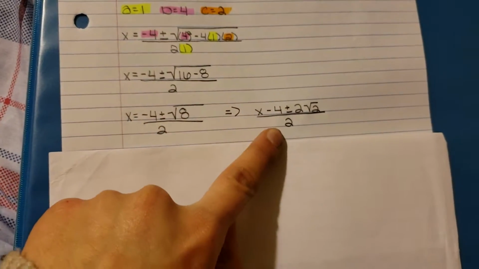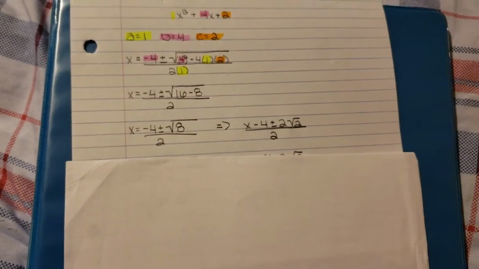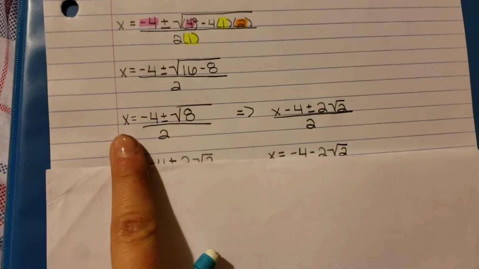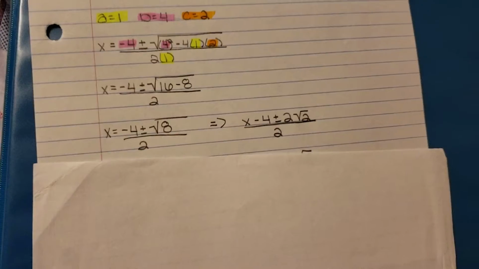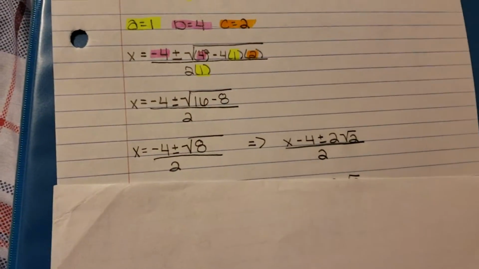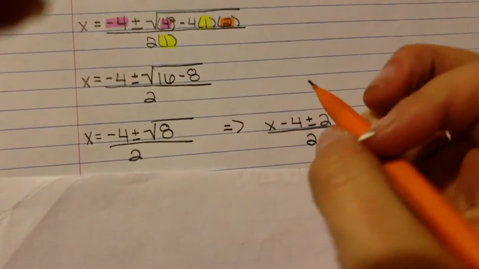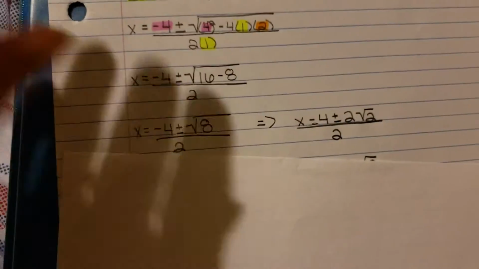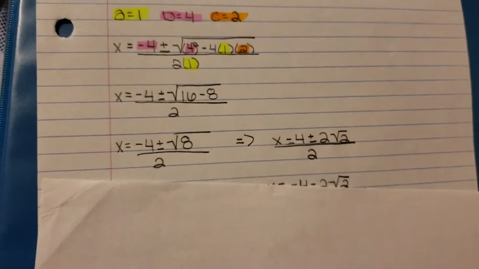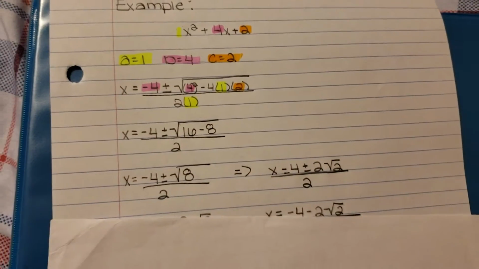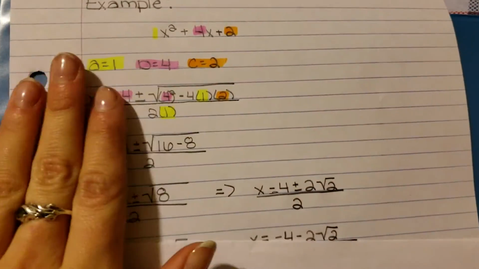That's supposed to be an equal sign. I'm sorry about that. So it's x equals negative 4 plus or minus the square root of 8, because 16 minus 8 is 8, all over 2. And then I simplified this part because you can pull it apart. 2 times 4 is 8, and the square root of 4 is 2, and you can do that.